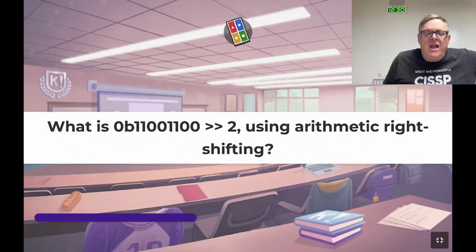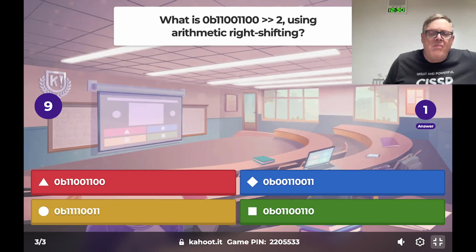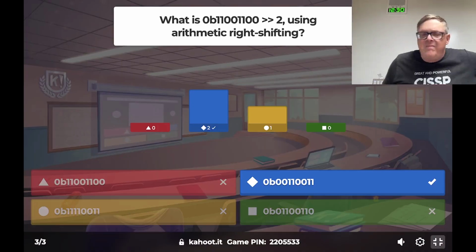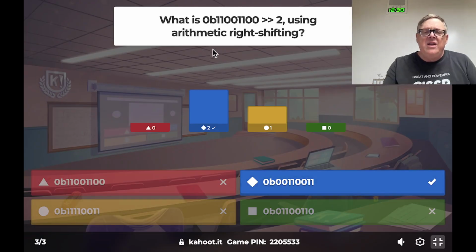All right, and what happens if you shift right that number twice using arithmetic right shifts? Oh, this is the right answer. I made a mistake in the right answer. The wrong one is marked right here. Now, that's really not fair, but a good thing there's so few players today. But arithmetic right shifting means you fill or pad it with 1s, not 0s. This is the right answer.